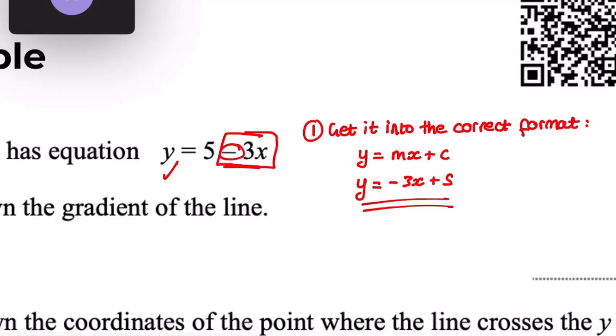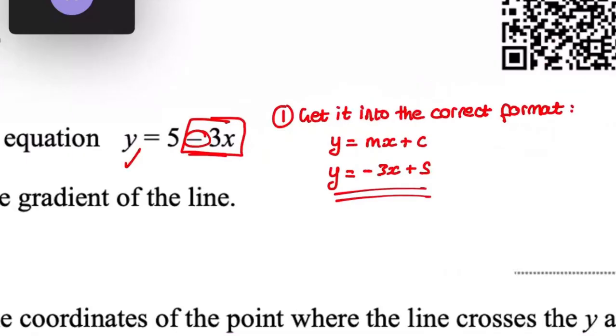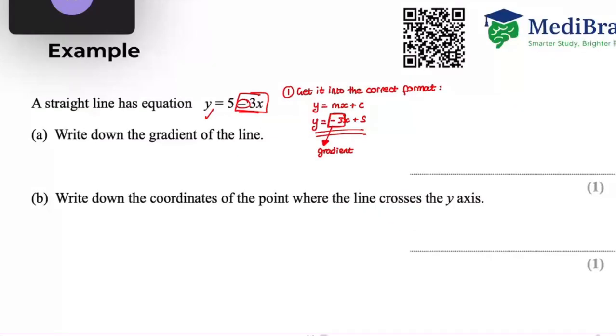We need to have it so that mx is first, and then we've got the plus c after, the number at the end, and then we've got the number which is in front of the x first. So we've got it into the correct format. Y equals minus 3x plus 5. Now, what is the gradient of the line? Remember, the gradient of the line is just the number which is in front of x. And the number which is in front of x is minus 3. So this is going to be our gradient. Okay, so our gradient is just going to be minus 3.